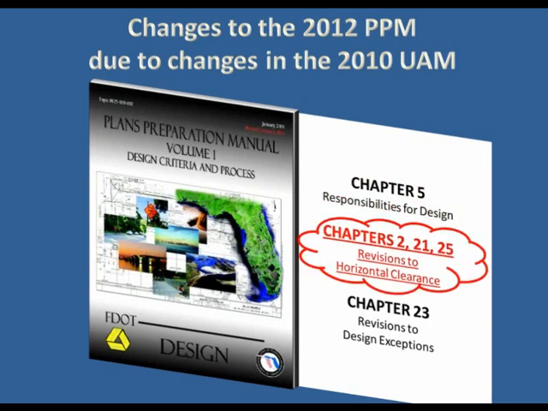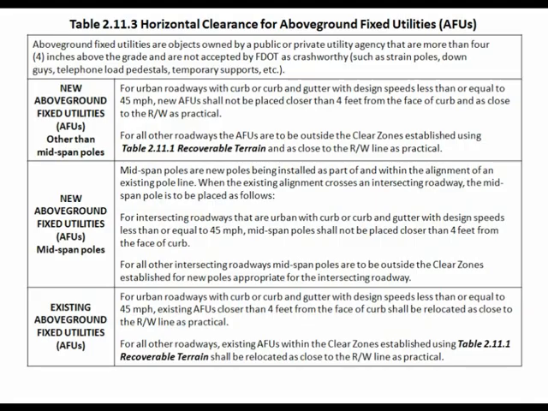So let's go to Chapter 2. In Chapter 2, the only thing we really changed was the table, telling what to do with above-ground fixed utilities. An above-ground fixed utility is an object that's over 4 inches above the grade. It's not crash-worthy, and it says so right there at the top. I hope you can see this pointer going across there. That's where you find out what the definition of an above-ground fixed utility is.